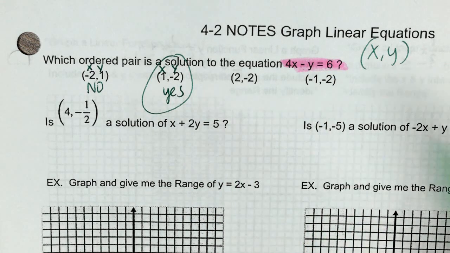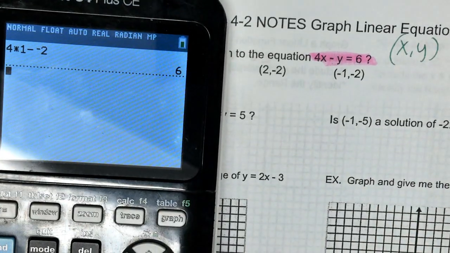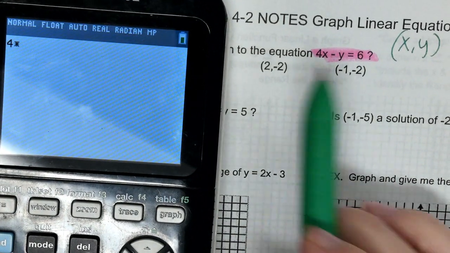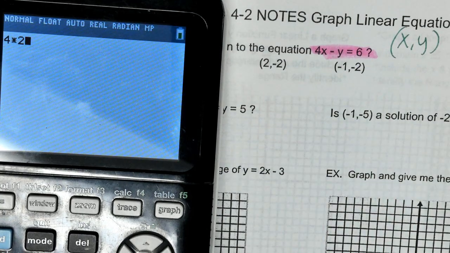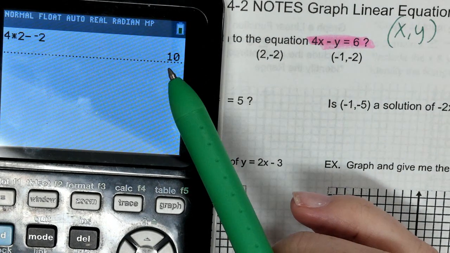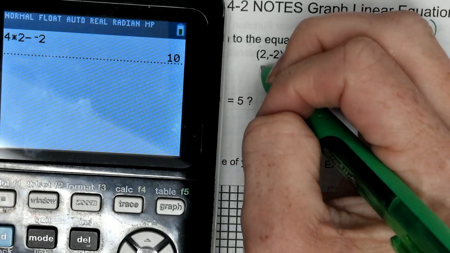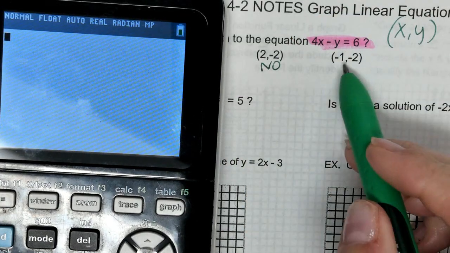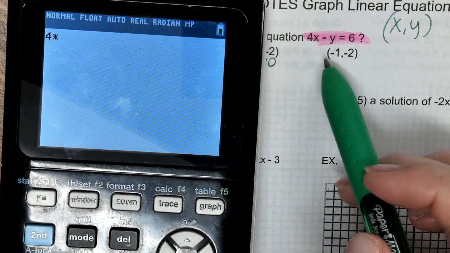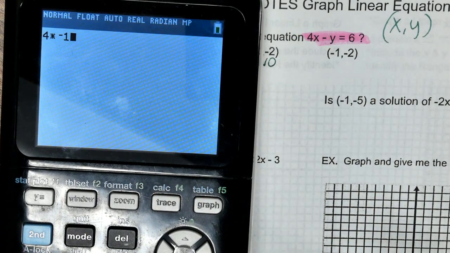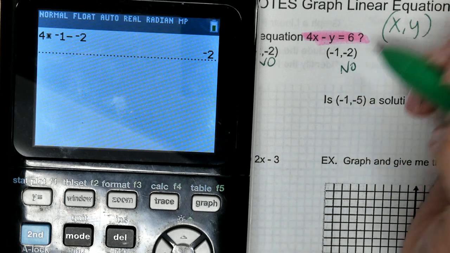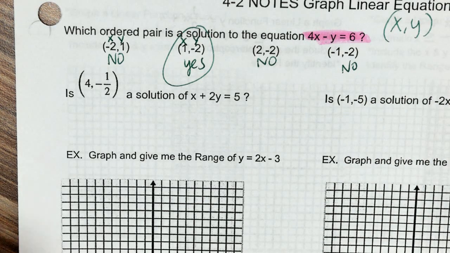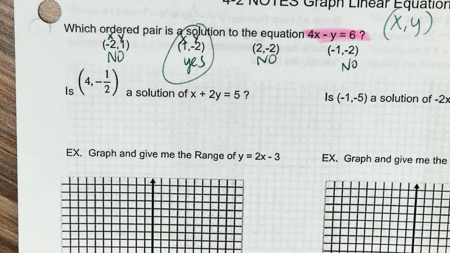So because it's true, it's going to fall on that line. All right, let's try this one. 4 times x, which is 2, minus -2. Is that equal to 6? No. And then this one, 4 times -1 minus -2, is that equal to -6? No. So are y'all good with how to check those? All right, let's do this one.